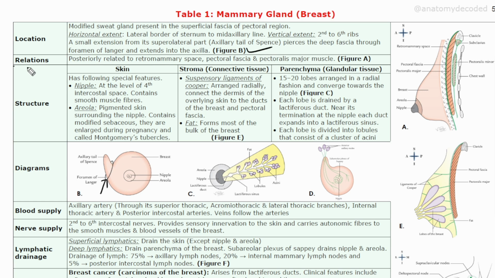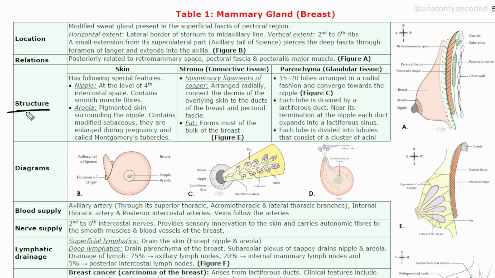Then relations of mammary gland: posteriorly it is related with the retromammary space. You can look at this diagram. This is the mammary gland behind which there is a space called as retromammary space, and there is a fascia covering a muscle called as pectoral fascia, and the muscle itself is the pectoralis major muscle. All these things are there in the posterior relations of the mammary gland.